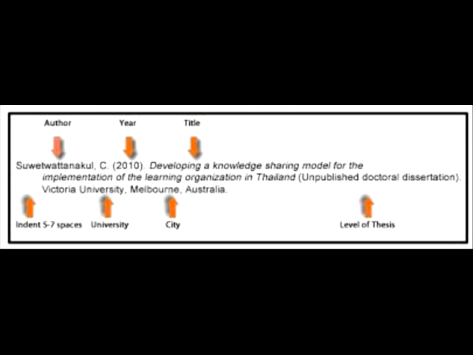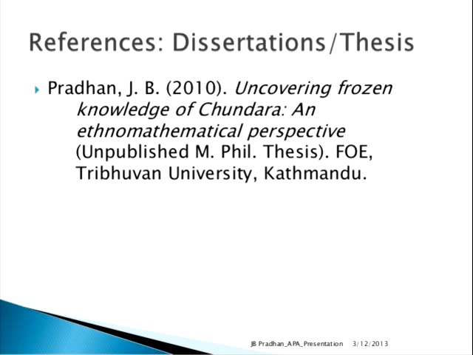Now another example, a dissertation. Surname of the author, comma, space, first initial, dot, space, second initial, dot, space, and year in parentheses, dot, then the title: uncovering indigenous knowledge of the Chhantyal from an ethnomathematical perspective. This is an unpublished thesis, that's why in parentheses, unpublished thesis, close the bracket. Now the university name and Kathmandu, where it is located.